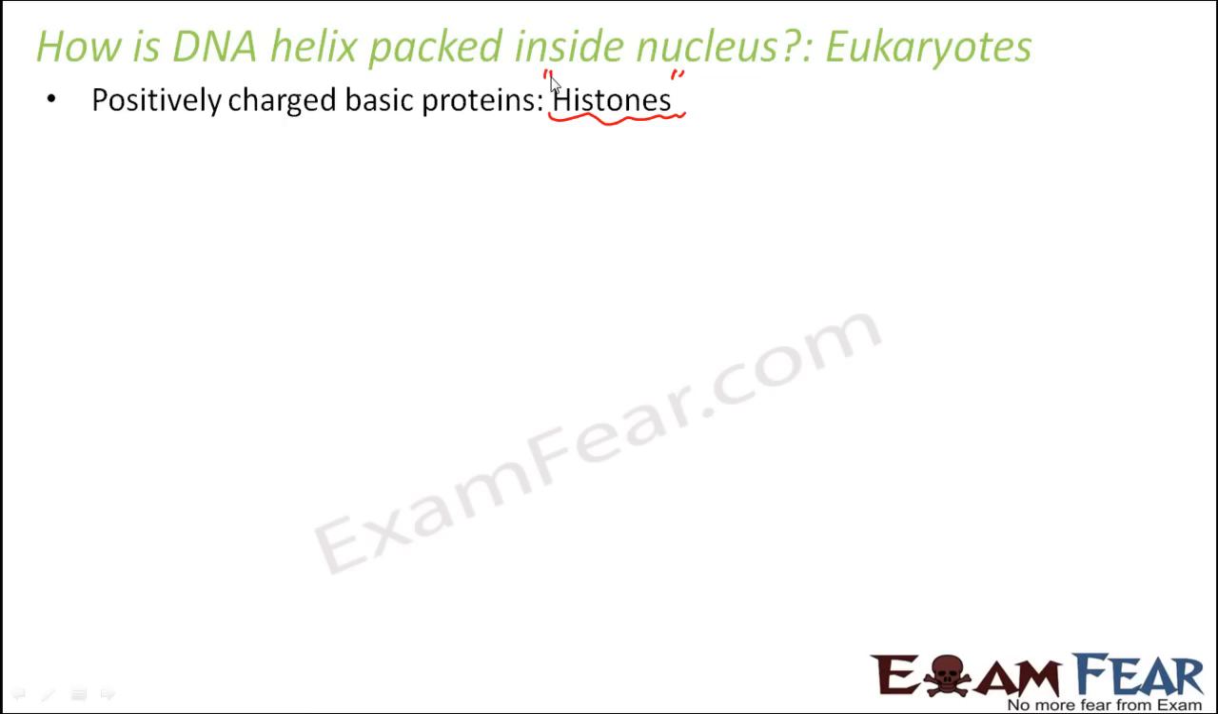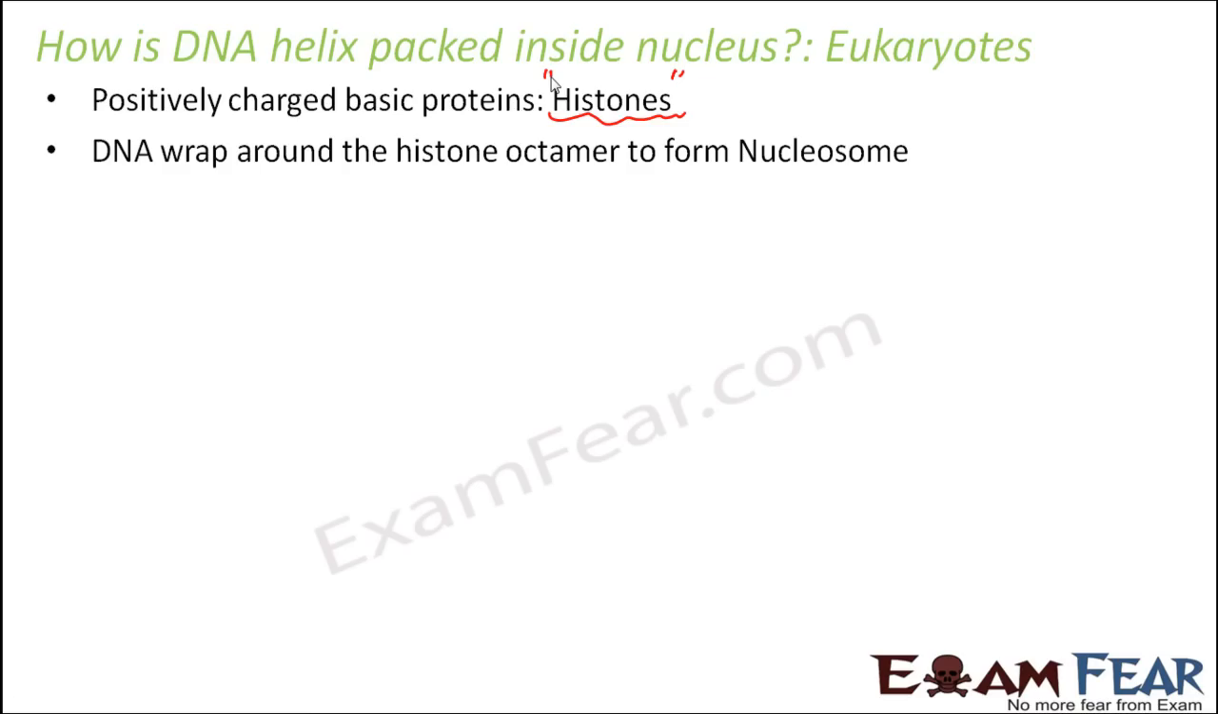Now, as I mentioned before, the DNA is negatively charged due to the presence of the negative phosphate group, and these proteins are positively charged. So, obviously, there will always be an affinity between the DNA and these positively charged histones. Due to this affinity, DNA will wrap around the histone octamer. What is an octamer? Octa means 8. These histone proteins are small proteins, and 8 proteins group together to form a histone octamer. DNA will wrap around this histone octamer and form a structure known as a nucleosome.